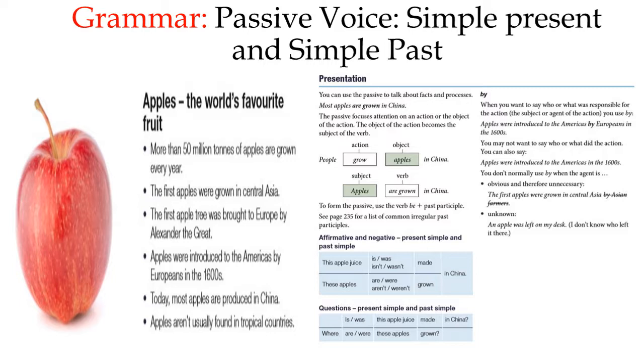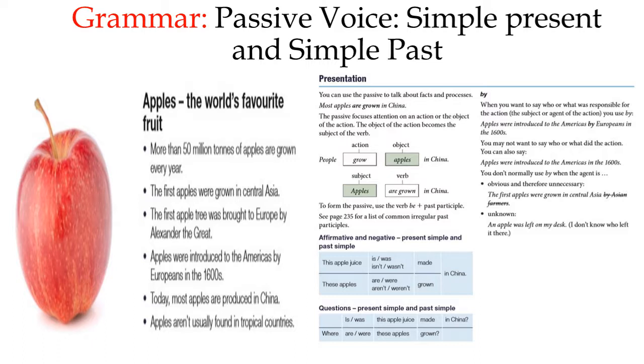Apples, the world's favorite fruit. More than 50 million tons of apples are grown every year. So 50 million tons of apples are grown. So the form is okay. We put the object, which is apples in this context, followed by verb to be in the same tense. We have the object plus past participle. Okay, and then you continue your sentence.